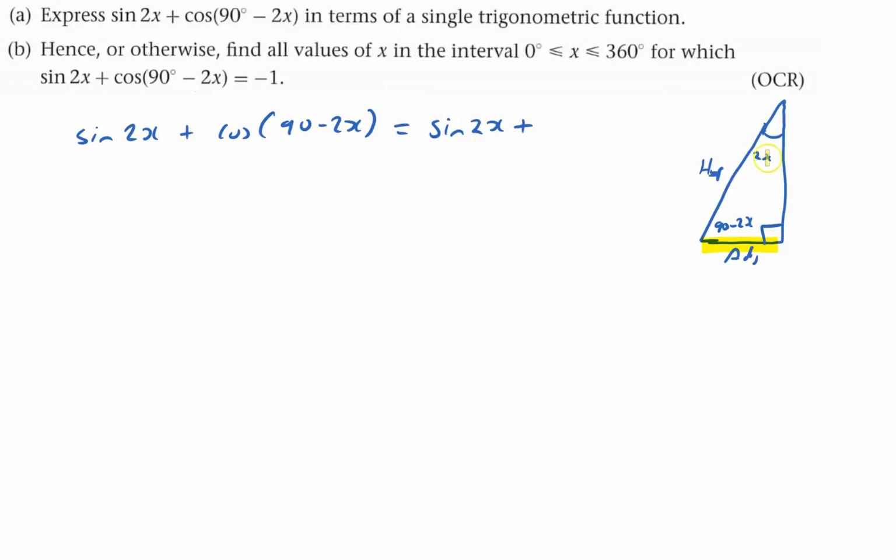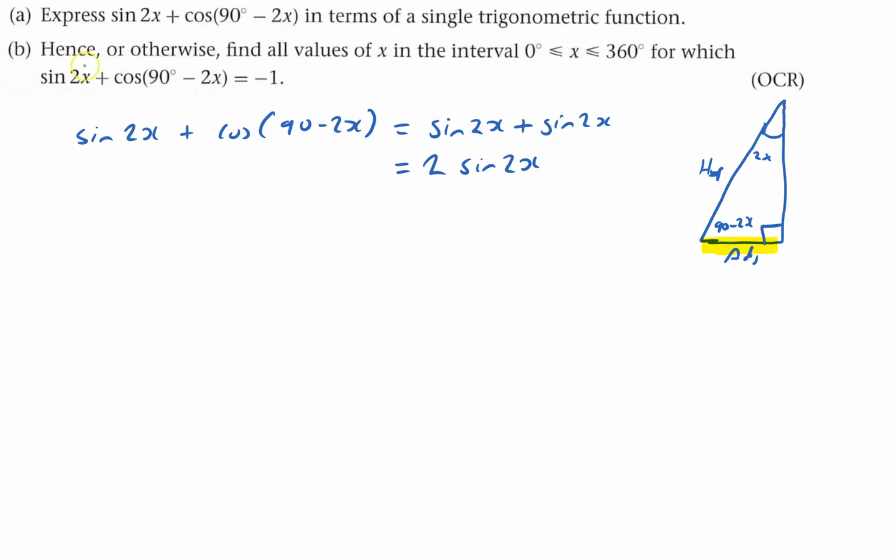But sine of 2x, because 2x is up here, sine of 2x is the opposite over the hypotenuse, but the opposite is this one here. So it's the same thing, because it would be the yellow one over the hypotenuse. And so cos of 90 minus something is always the same as sine of that. So that is also sine 2x. And now I've got two of them, so I've got two sine 2x's.